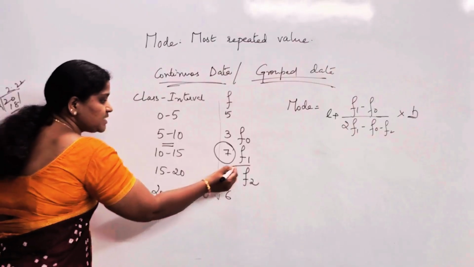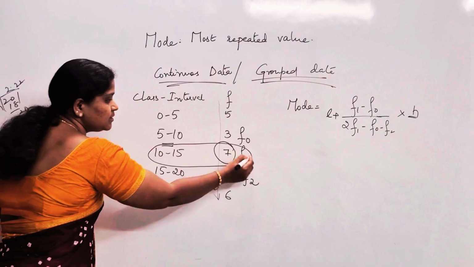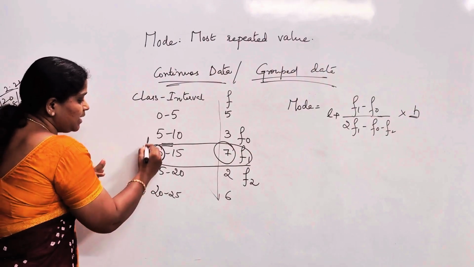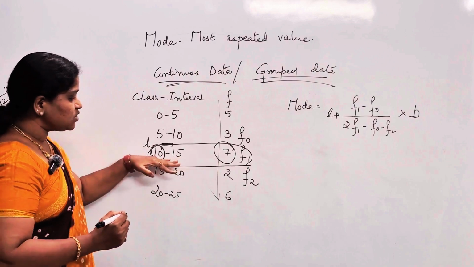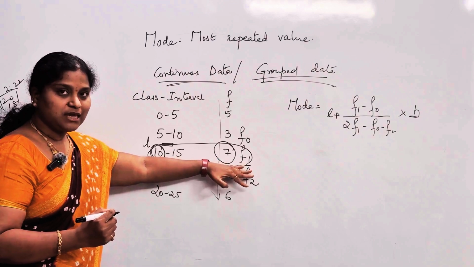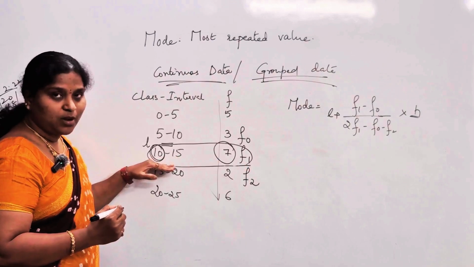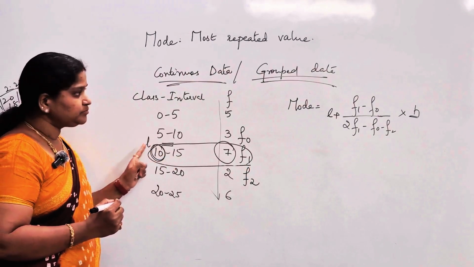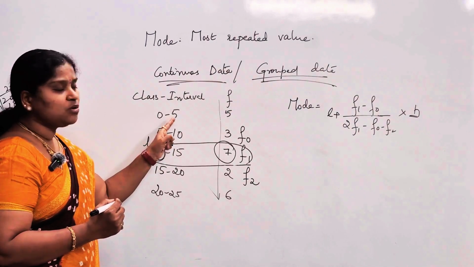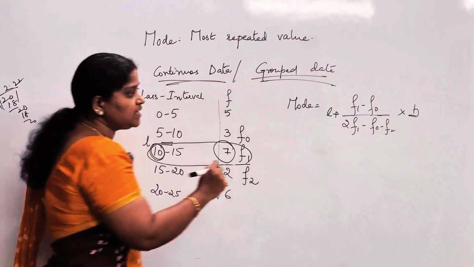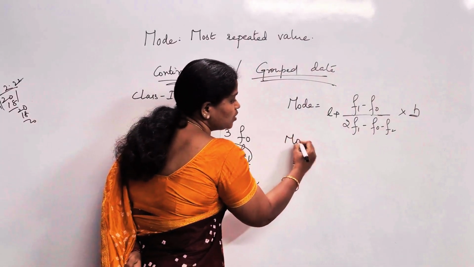Now, since this is my modal class, 10 will be my L. The class interval corresponding to the highest frequency F1 will be the required modal class and the lower limit will be my L. H value we already know, 5 minus 0 is 5. Substituting the values, I can find out what mode is.